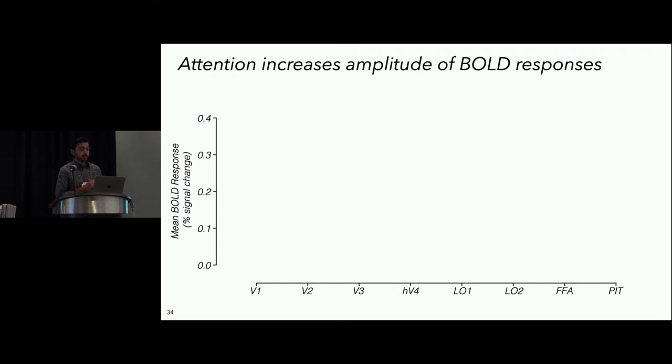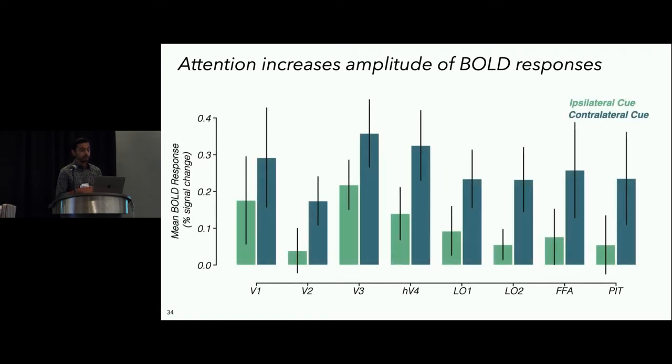So now we first examine the effect of attention on the mean BOLD responses that were evoked in visual cortical regions. And here we're replicating probably the most widely observed consequence of attention on cortical responses, which is that attention amplifies BOLD responses. So I've plotted here the mean BOLD response across all voxels in each of these areas as a function of whether the subject was cued to attend contralaterally or ipsilaterally. And what we're seeing is that across basically all visual areas from V1 to the ventral temporal regions, when you're attending contralaterally, the magnitude of BOLD responses increases.